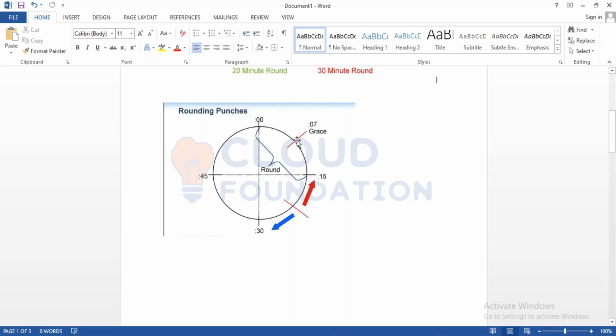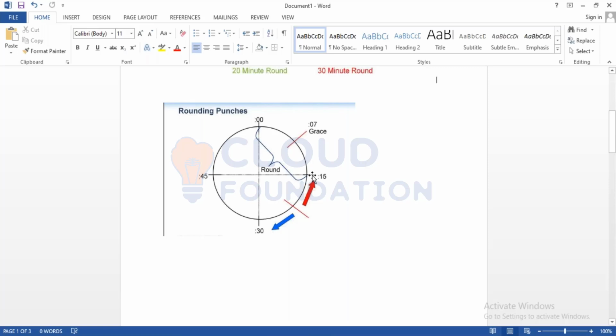Like if it should have a previous increment, or if it should have a next increment. Say for example that a person is punching within the grace time, like it's 8 here, so it's 8:07, so he's punching within the grace time. So what you can tell the system is, if he is punching anywhere between 8 a.m. to 8:07, including the grace time, the punch can go to 8. If he is punching anywhere between 8:07 to 8:15, then the grace can go forward, like it can go to 8:15.